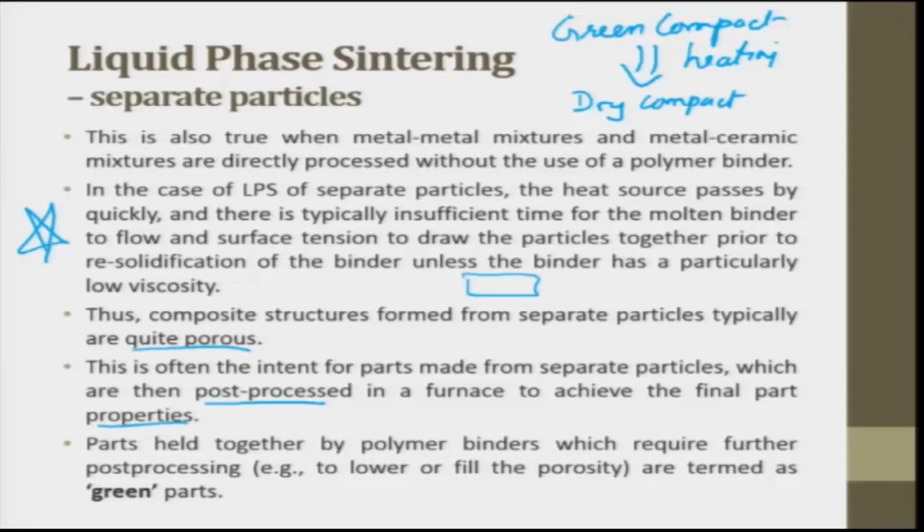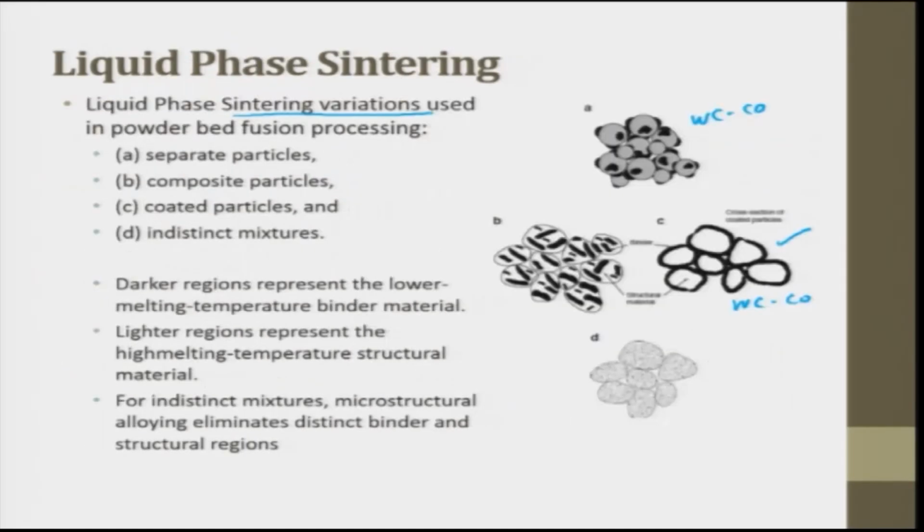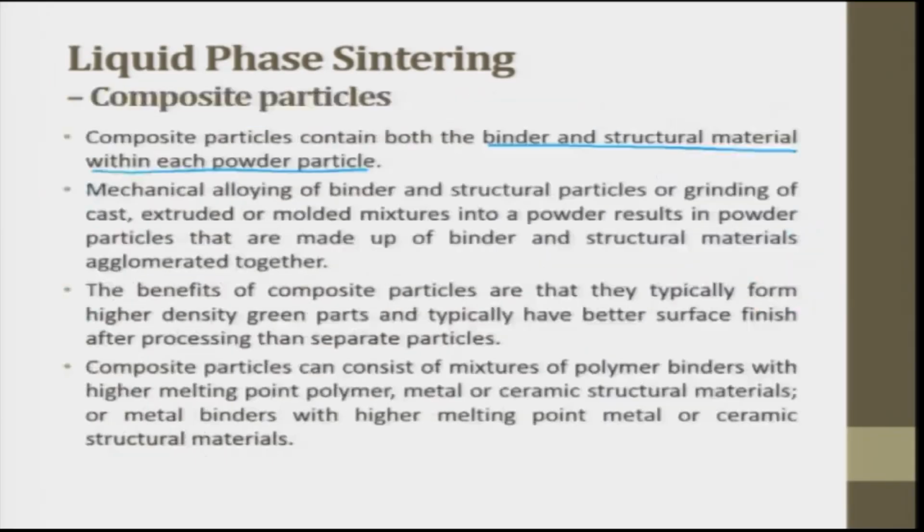Okay. The parts held together by polymer binders which require further post processing are termed as green parts. Composite particles. The composite particles contain both the binder and the structural material within each powder particle. Composite, let us see the figure, composite. So you can see here composite, B is composite. So these are binders which are inside the particles.